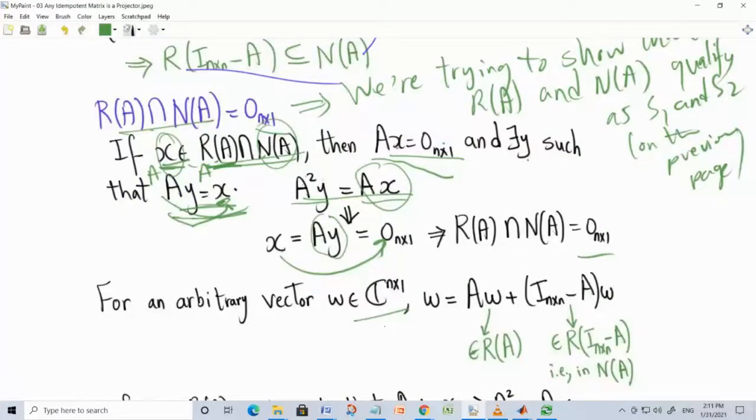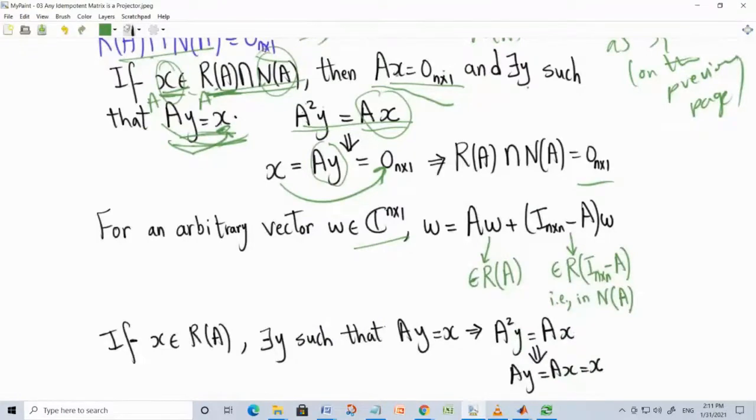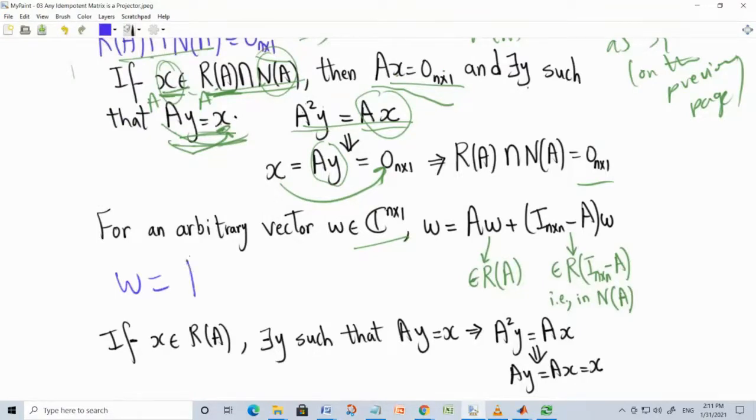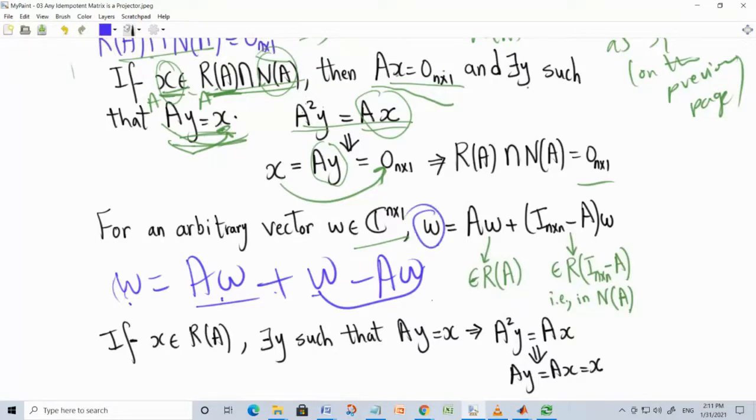Can we take an arbitrary vector in the n-dimensional space and write it as a vector in the range of A and a vector in the null space of A? Yes. Take w, write it as Aw, but we have a w here. So if you put an Aw, subtract an Aw, and then add a w, this is straightforward. w is Aw plus w minus Aw. Now take w here as a common factor to the right, and so w is equal to Aw plus (I minus A)w.